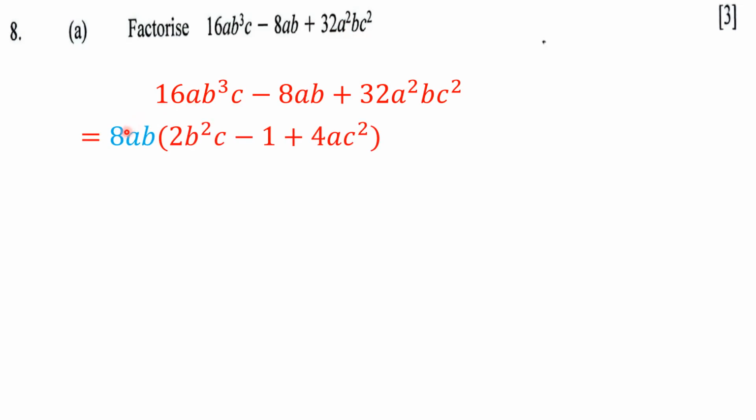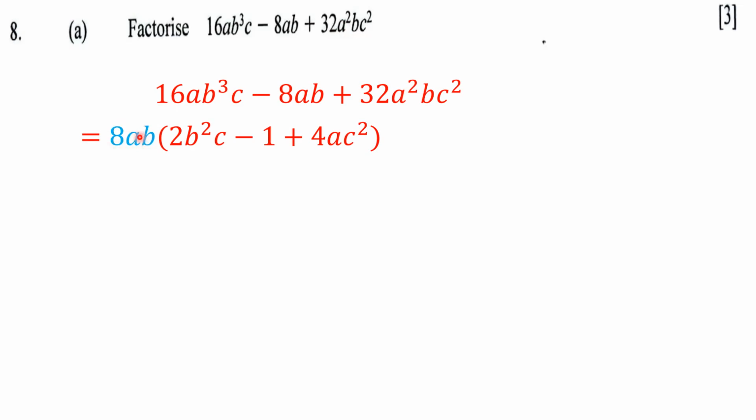Okay, let's move on to the next question. This one says factorize 16ab to the third power c minus 8ab plus 32a squared bc squared. What we're going to do is take out the common factor, something that is common in all of the terms. And if we notice, 8ab is common in all of the terms.